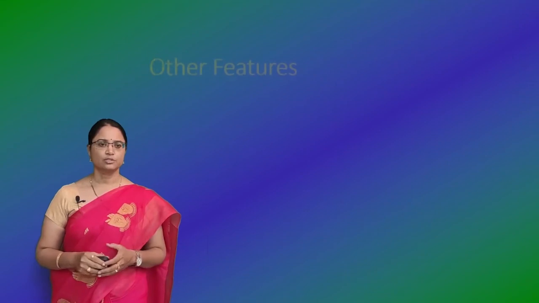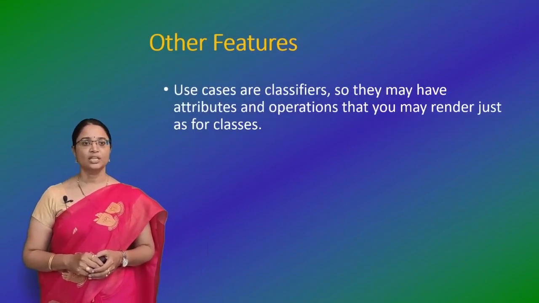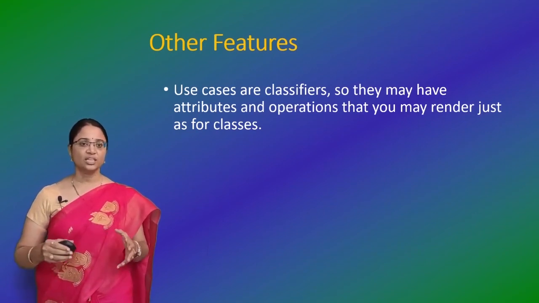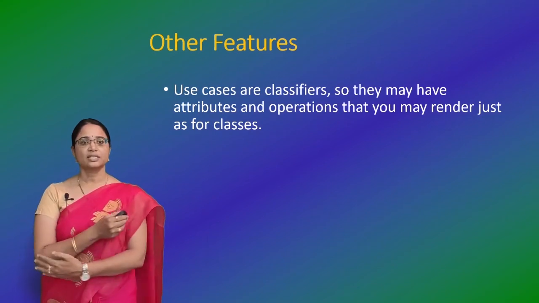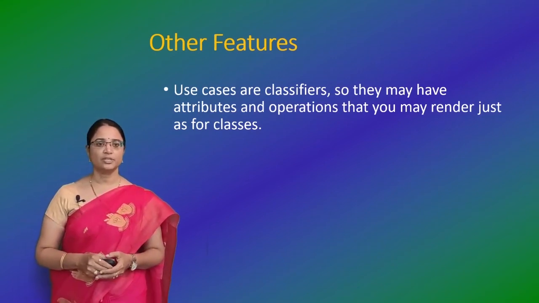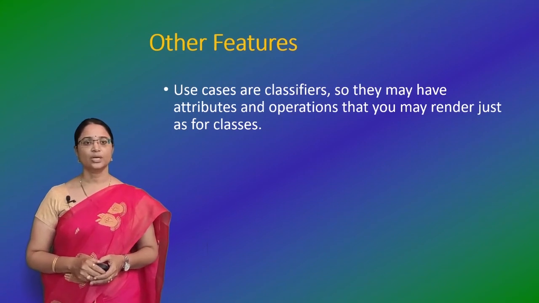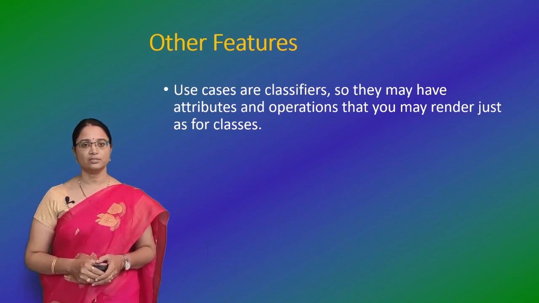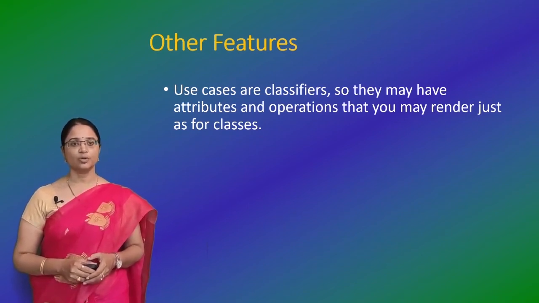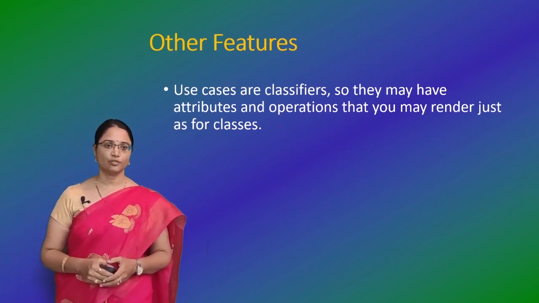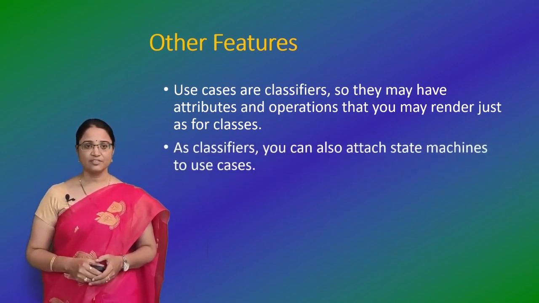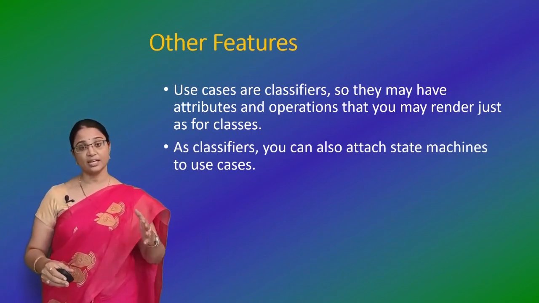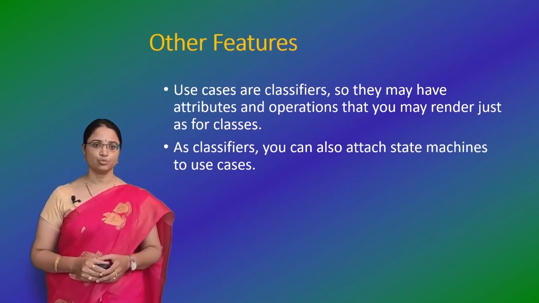Coming to the other features, use cases are classifiers. So they may have attributes and operations that you may render just as with classes. You can think of these attributes as the objects inside the use cases that you need to describe its outside behavior. Similarly, you can think of these operations as the actions of the system you need to describe a flow of events. These objects and operations may be useful in your interaction diagram to specify the behavior of the use case. As a classifier, you can also attach state machines to use cases. You can use state machines as another way to describe the behavior represented by a use case.